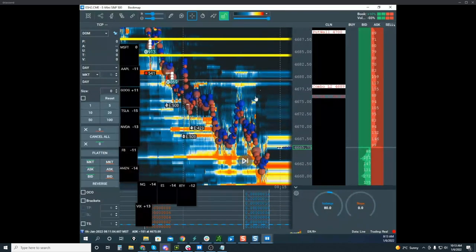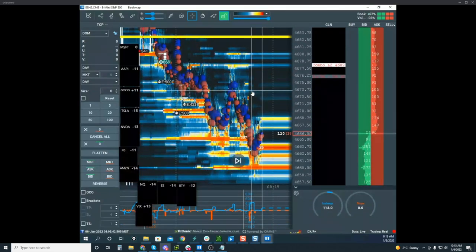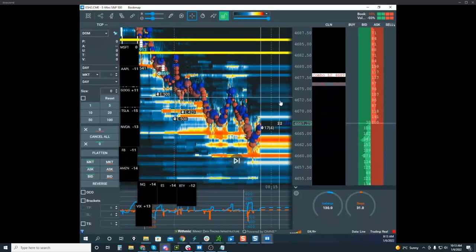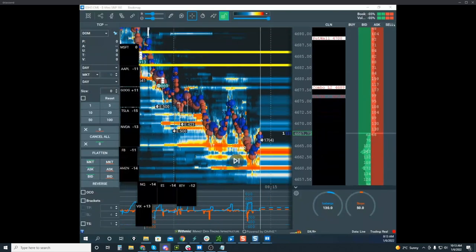But it kind of sucks, but there's another one right around the corner. So it's good for learning purposes.